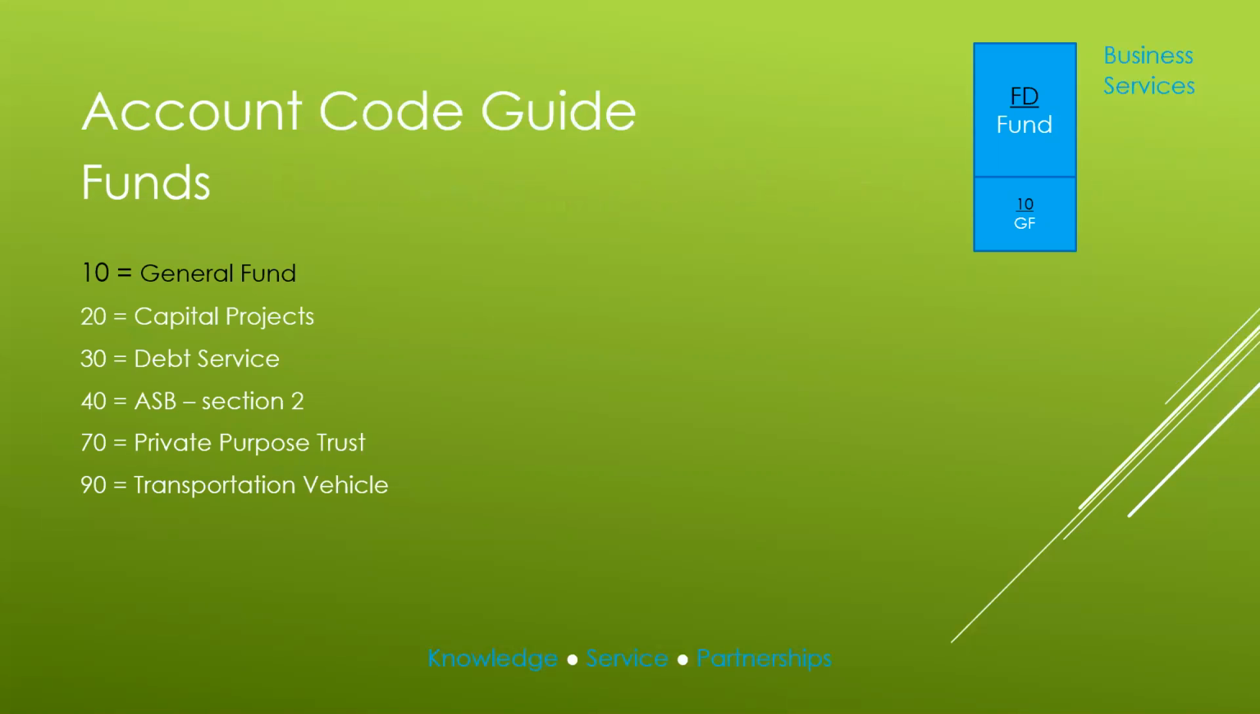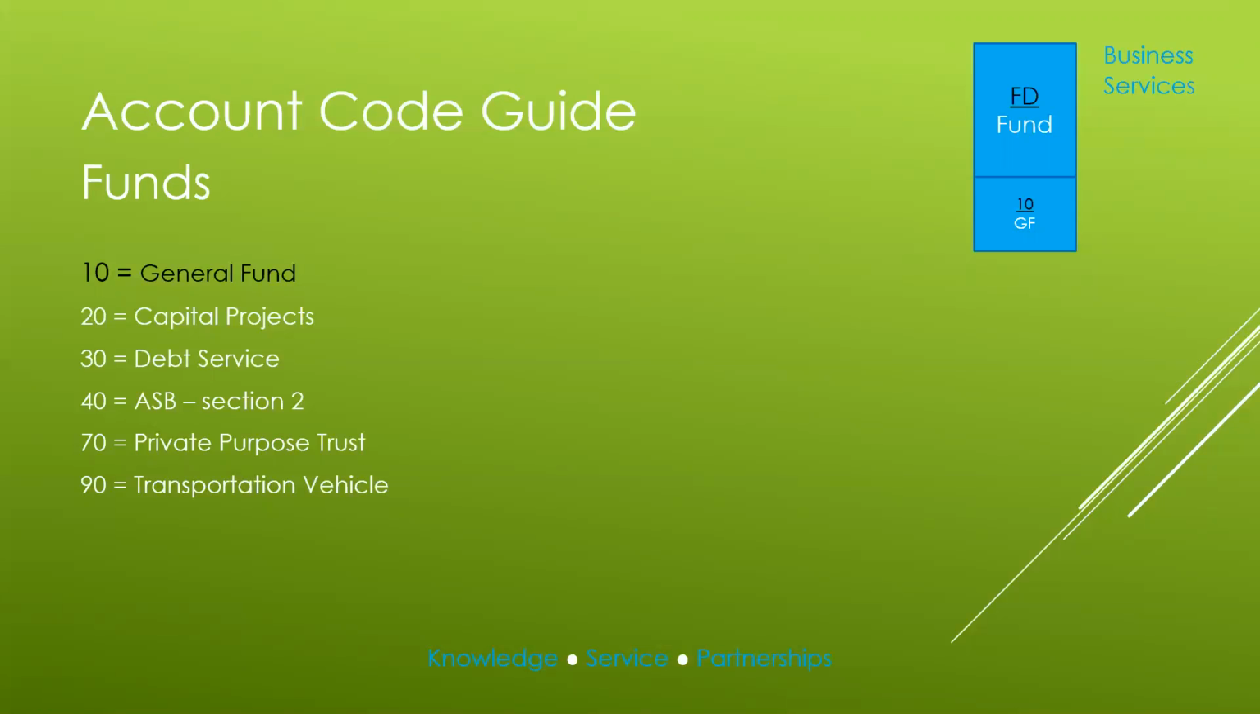Here's all of our funds. As I said, we live in the general fund. This is where we have expenditures for our school operations. Capital projects is where we record expenditures for major projects like the high school remodel. Debt service is where we pay for bonds, and ASB is where we have extracurricular activities involving our kiddos.